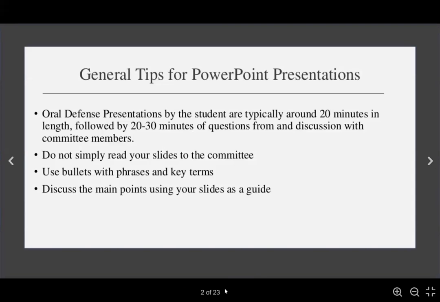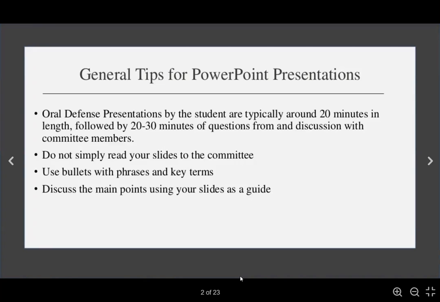So some general tips. Again, today I will be talking about the proposal and also the final defense. So we'll have some slides related to each of those. Generally, the proposal defense is going to be shorter than the final defense. So you should expect to present for around 20 minutes, followed by 20 to 30 minutes of questions from your committee or just general discussion around your presentation.